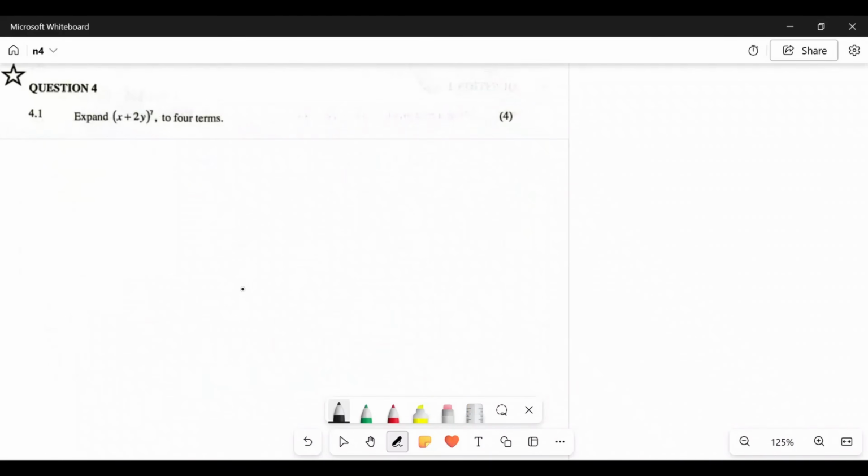All right, guys, here's our 4.1. Let's look at the question and let's solve it. Now, 4.1, they want us to expand this expression here. We have (x + 2y) to the power of 7. So they want us to actually expand to 4 terms, so we have to do the binomial theorem for this. Before you do the binomial theorem, I think the best thing you should do here is to write the equation and then you substitute from there.